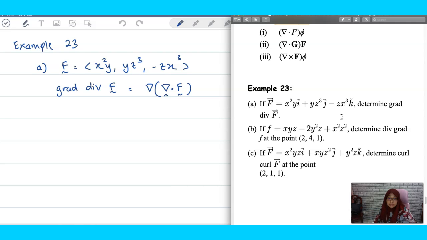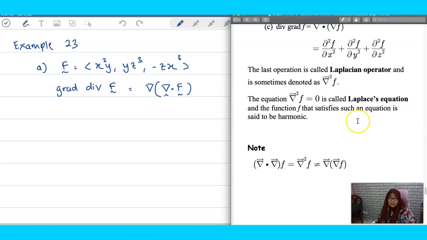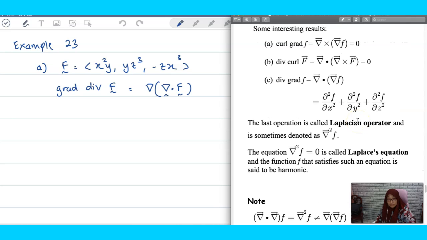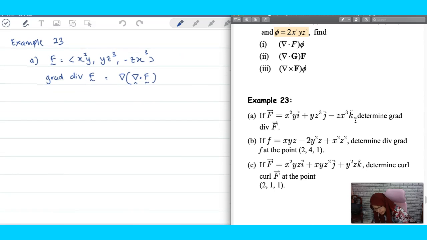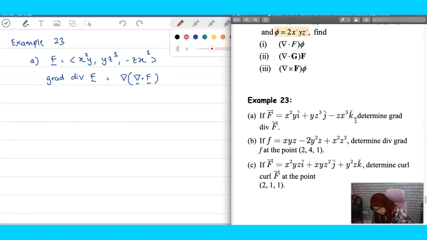So this is not part of the special case, meaning that you have to compute manually. So for this one, we have to solve for the divergence first. So in this case, you have f1x plus f2y plus f3z.